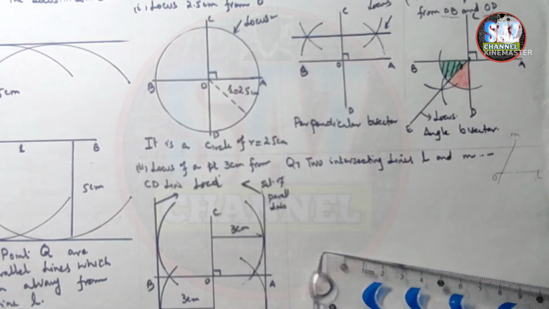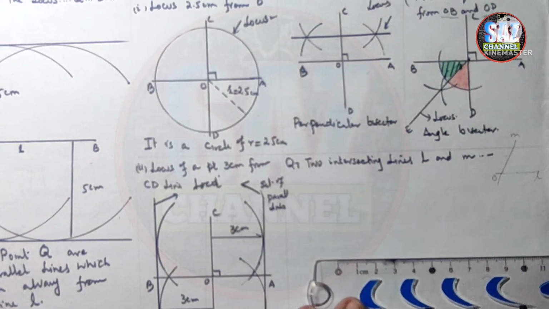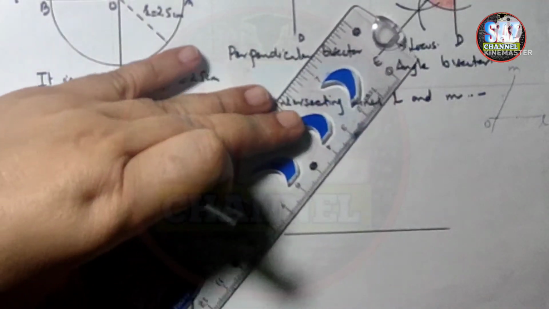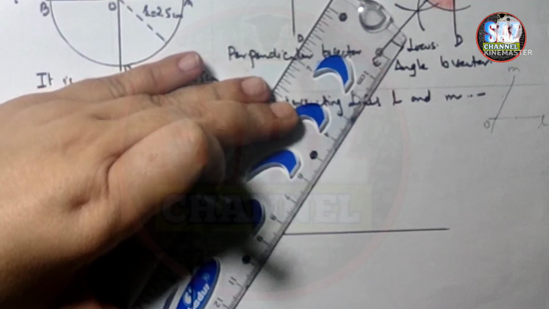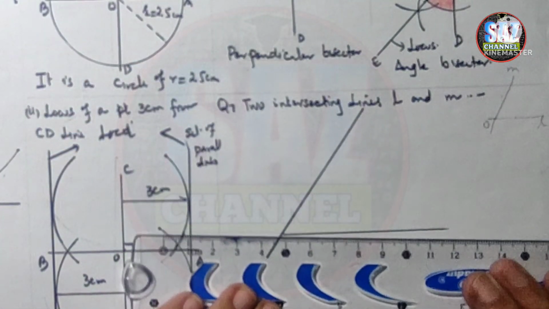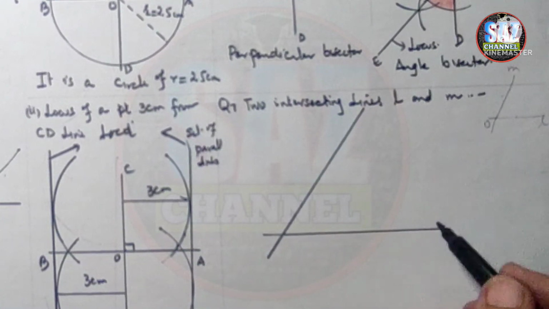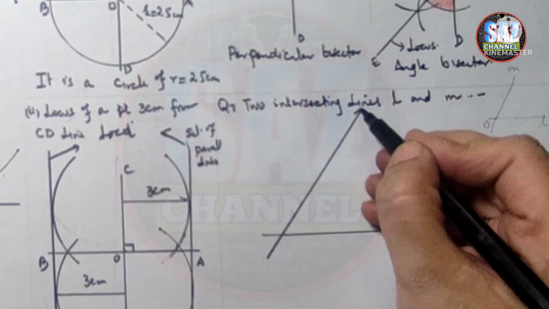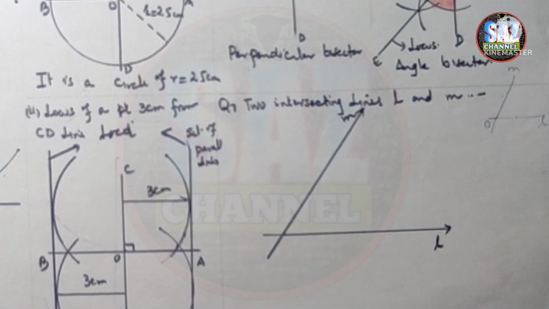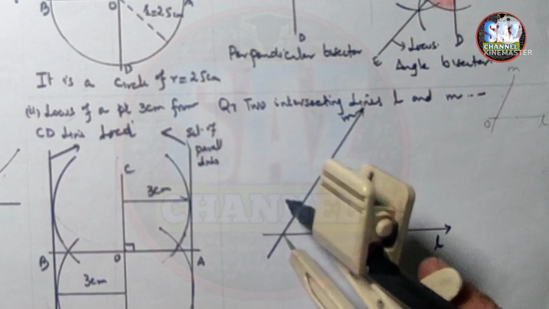and for that purpose I can draw two lines. Let this line be L and this is M. These are two intersecting lines, L and M. This is line L and this is line M. And now as we need to draw the locus which is always at equal distance from two intersecting lines, it means I have to construct the angle bisector.